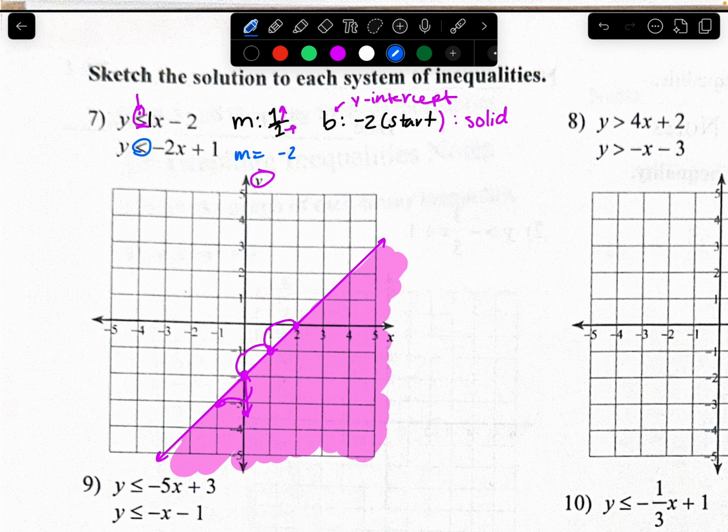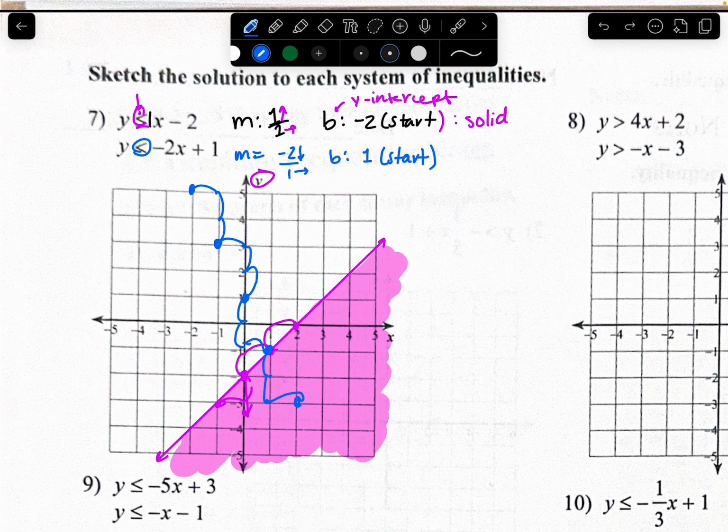My slope is -2. Don't forget the one underneath. Rise over run. I'm gonna go down 2 to the right ones. My b is 1. This is where I start. So I start at 1. I go down to the right ones. Down to the right ones. I go the opposite direction here. And it's gonna be dotted. See, mine's convenient because I actually have dotted lines. Okay.